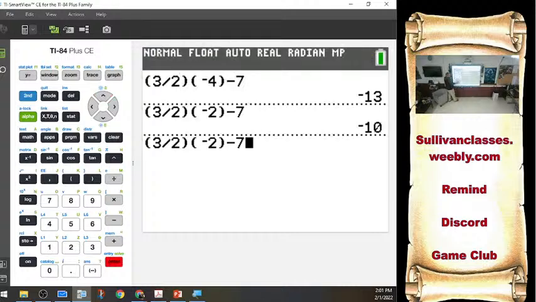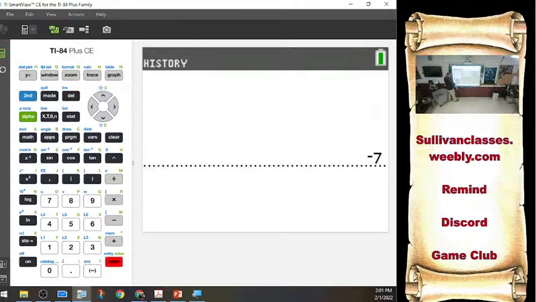Highlight it. Where's 0? Enter. Highlight it.